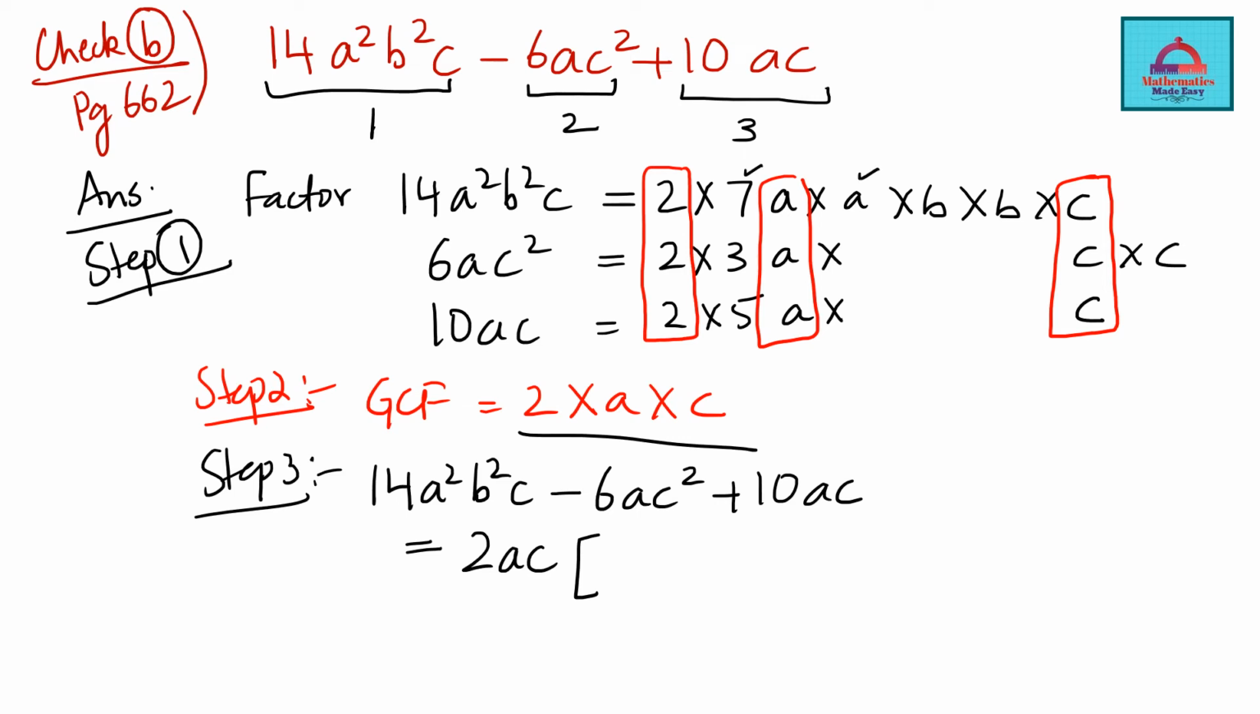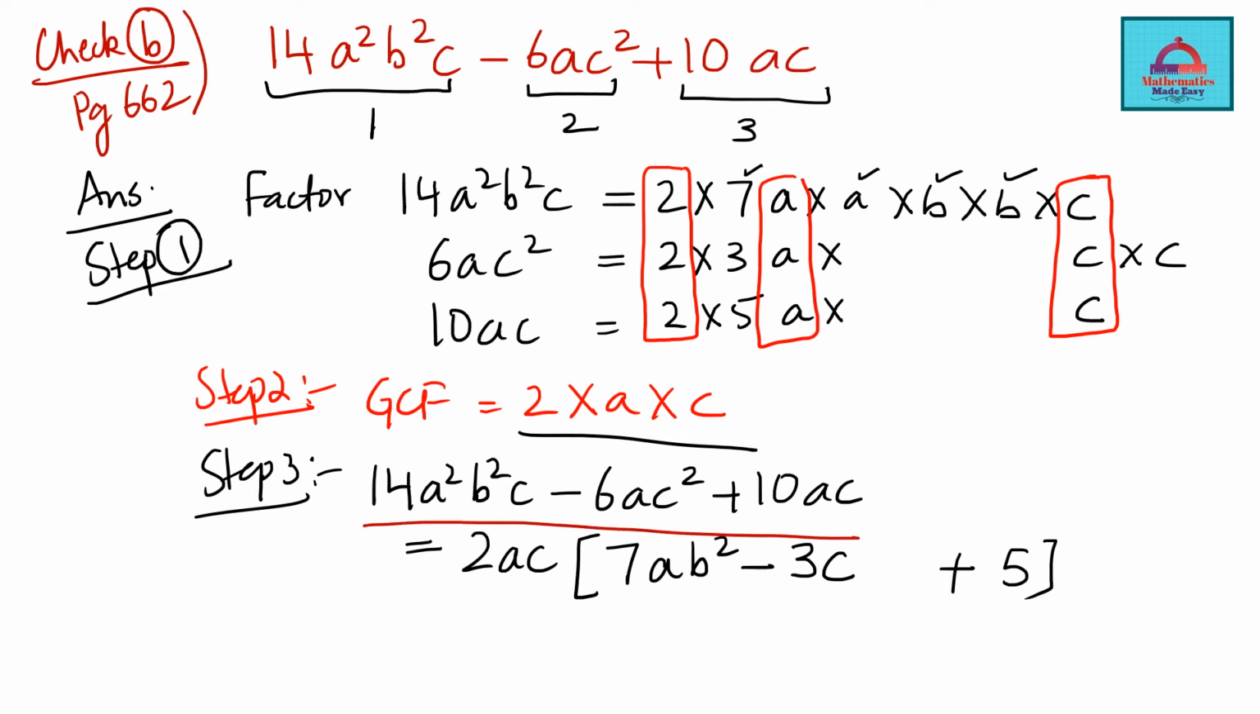7ab square. 7ab 2ab square minus, the sign will be as it is, 3c and 5, and that's all. So this is the factorization. So you have written the given question as product of a monomial and a trinomial. So that's where your factorization is complete. So that is all about the first method where you use GCF and distributive property.